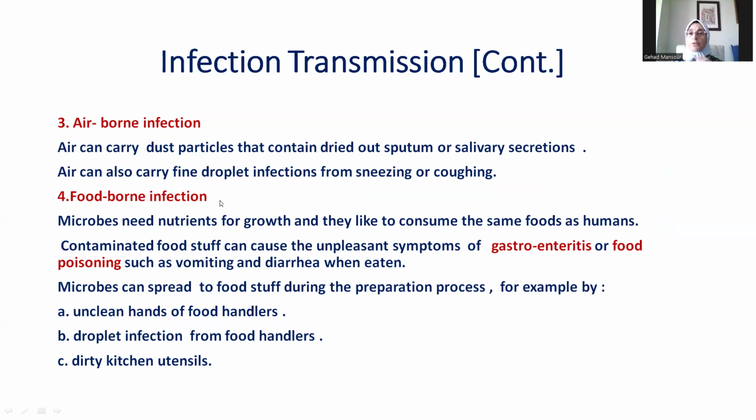Foodborne infection, this is mainly through food handlers, those people who handle food. It might be a mom or a dad if they don't have proper hygiene, or it might be a worker in a restaurant, for example. Foodborne infection microbes, of course, like the food we like, so they might contaminate our food. And famous examples of foodborne infections are gastroenteritis and food poisoning.